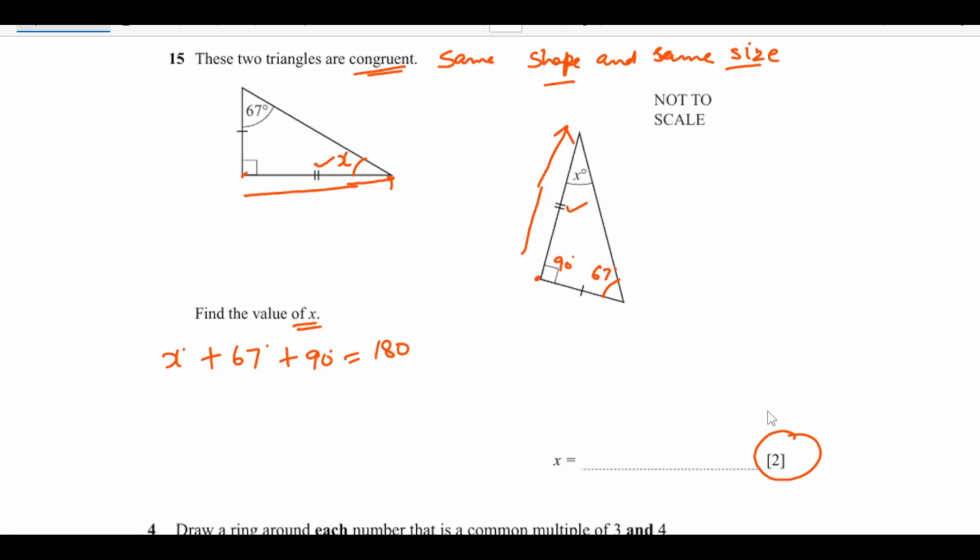So we will add 67 and 90. So x plus 67 plus 90, it's 157, equals 180. So x is going to be 180 minus 157. So this is 23 degrees. So the value of x is 23 degrees, right?